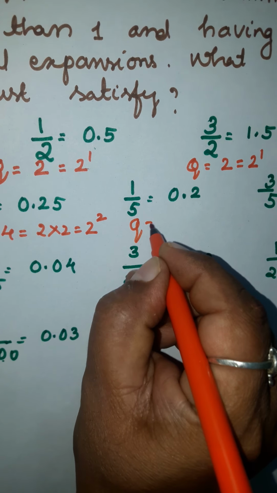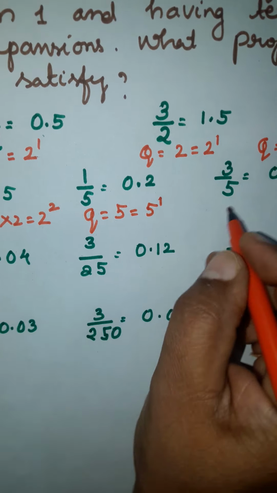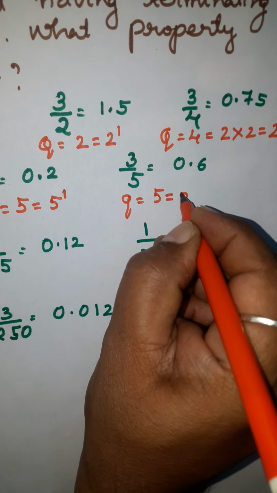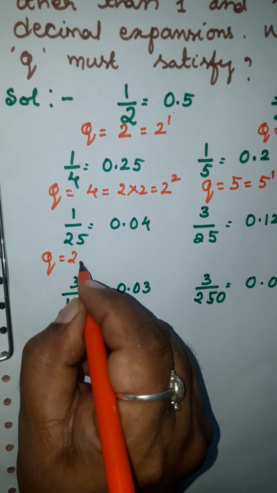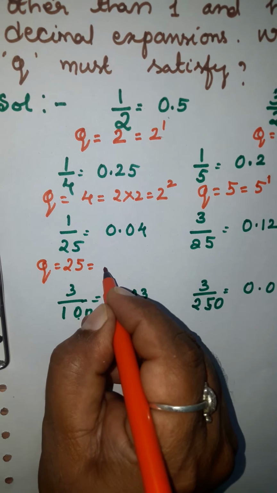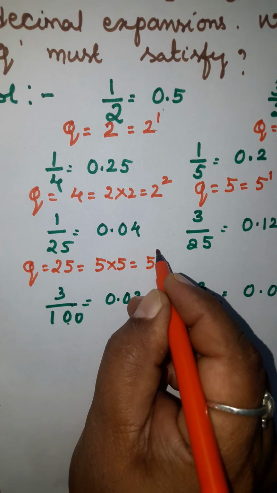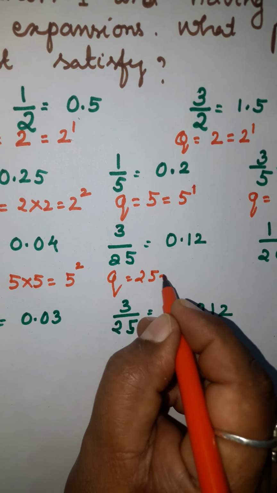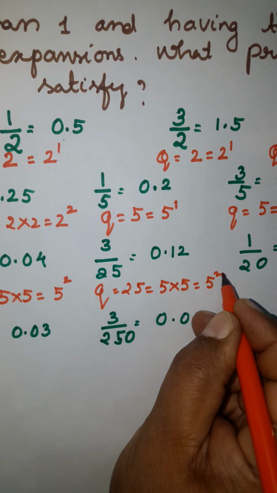Here q is equal to 5. I can write 5 to the power of 1. Here q is equal to 5. I can write this as 5 to the power of 1. Here q is equal to 25. I can write 25 as 5 into 5, equal to 5 to the power of 2. Here q is equal to 25. I can write this as 5 into 5. This is 5 to the power of 2.